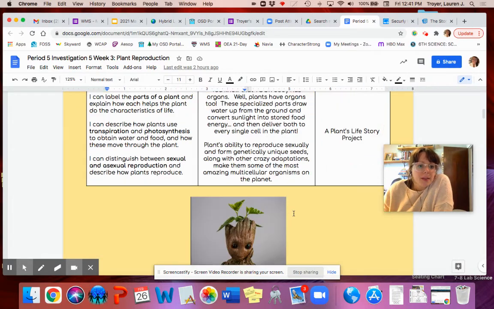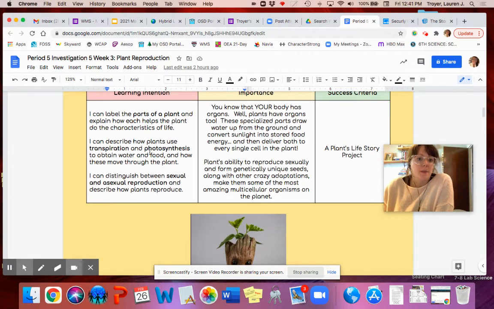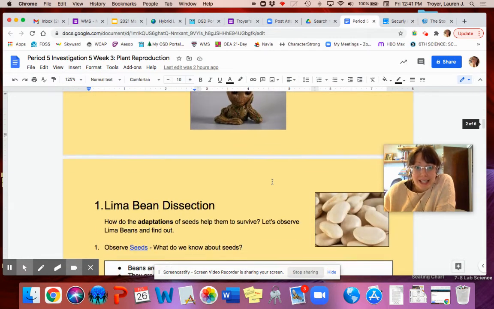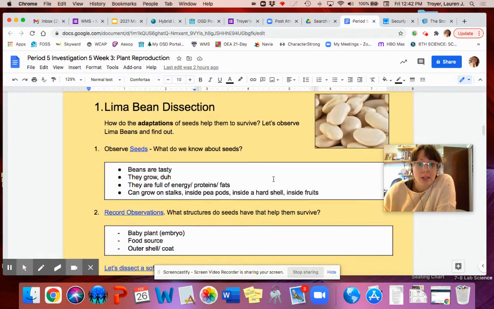So what are we learning about? Still learning about parts of a plant, transpiration, photosynthesis, only a little bit this week. And really we're focusing on sexual and asexual reproduction in plants this week. Plants? Sexual reproduction? Yes, actually.